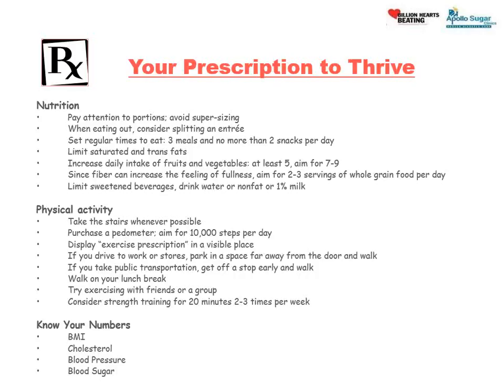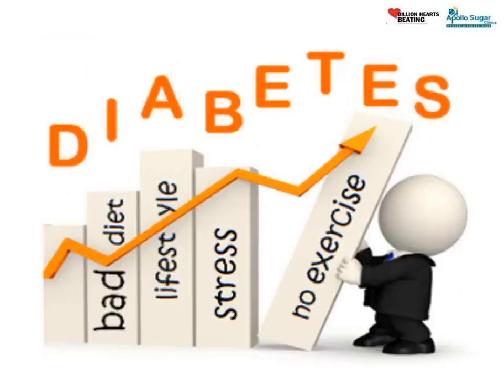And if you're diabetic, the HbA1c should be less than 7%. If you're a non-diabetic, it should be less than 5.6%. And even if it is 5.5, it is alarming. You should be aware that yes, I am heading towards diabetes and I need to take control of that.